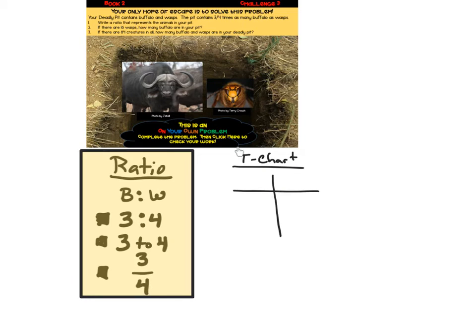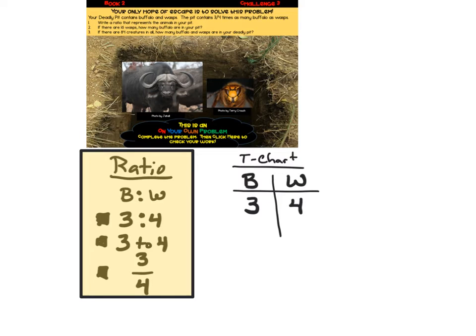So I've got buffalo here. So let me just write B for buffalo. And then over here, I've got the wasps, right? So I'm going to make a big old W for the wasps. And my ratio is right here. I've got 3 to 4. I've got 3 buffalo for every 4 wasps, right? So I've got 3 to 4.